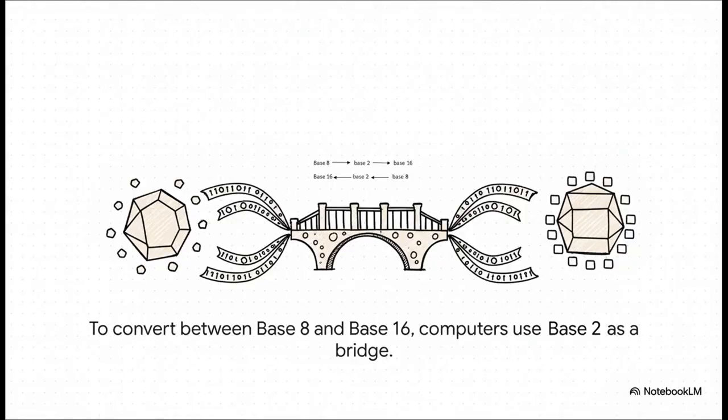So check this out. If a computer wants to translate from one of those systems, say base 8, to another one, like base 16, it doesn't just do a direct conversion. Nope. First, it translates the base 8 number into its own native language, binary. Then, it takes that binary code and translates it into base 16. You see? Binary is the essential middleman, the bridge that connects everything.